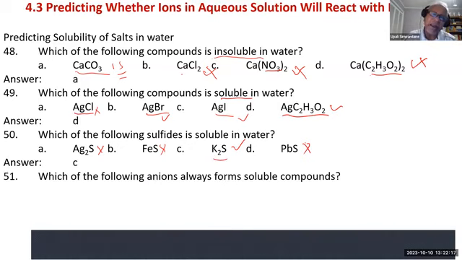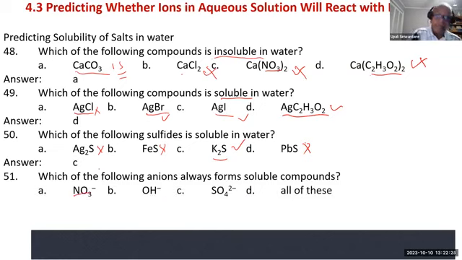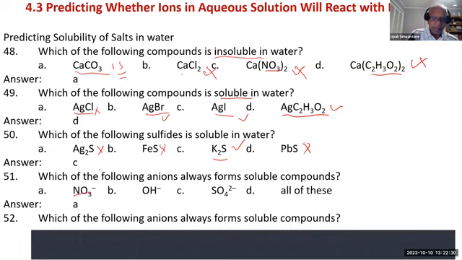Which of the following anions always form soluble compounds? Nitrate. We say any nitrate, acetate, therefore that is the correct answer. Acetate is the answer to 52.